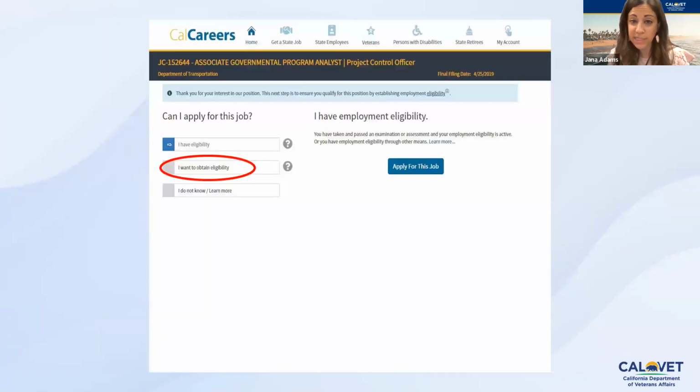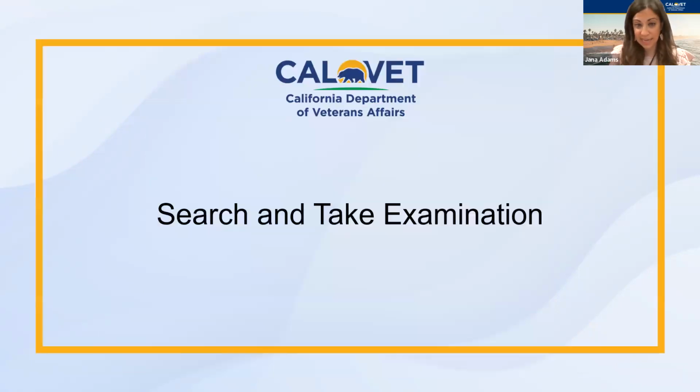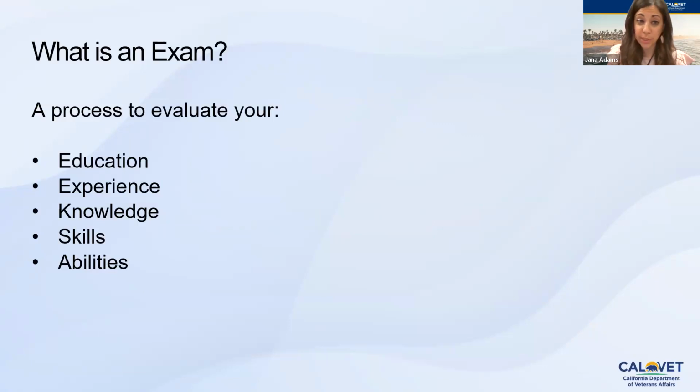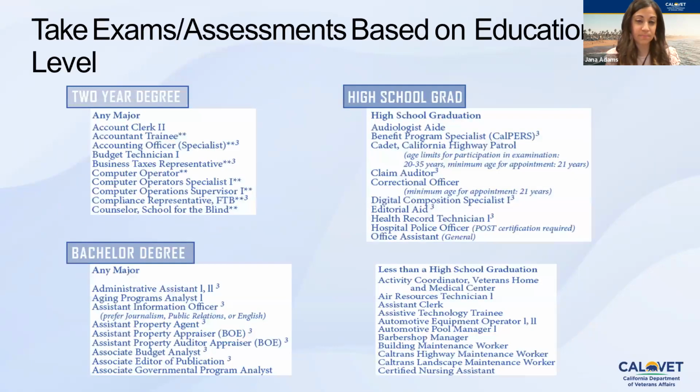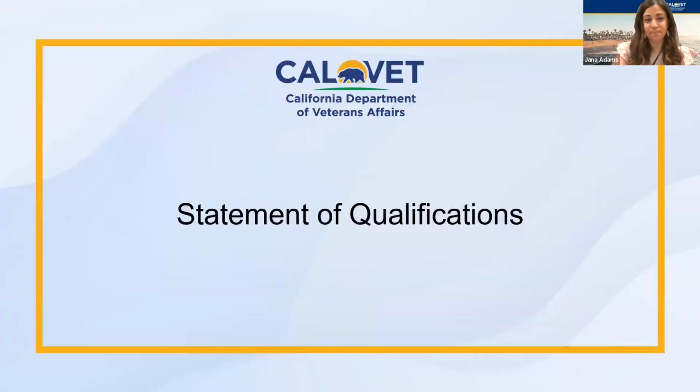Once you find a job you want to apply for, you want to obtain eligibility, which means taking an exam. Your exam is really just going to evaluate what you've done in the past, your knowledge, skills, and abilities, and your education and/or your experience. This is just a snapshot to show you that no matter what your degree is, there is an exam or a job position that you can get into. It doesn't really matter what your education goals are. You can definitely get a job with the state.